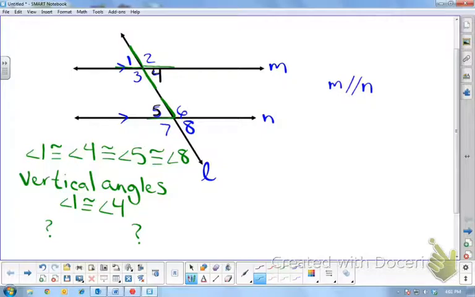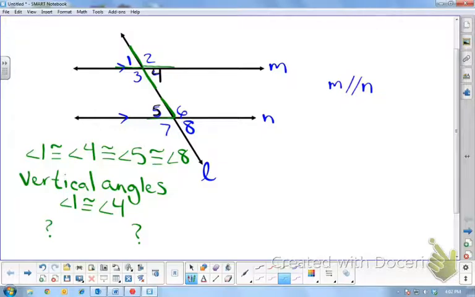So we call that interior in geometry, just like we had remote interior angles on triangles. So 4 and 5 would be interior, 3 and 6 would also be interior angles because they're inside the parallel lines. And then 1, 2, 7, and 8, those all would be exterior angles. But then we look and see, well, how do these angles, 4 and 5, relate to the line that's cutting through? We call L the transversal because it's cutting through the two parallel lines.